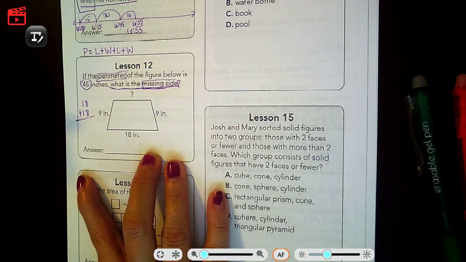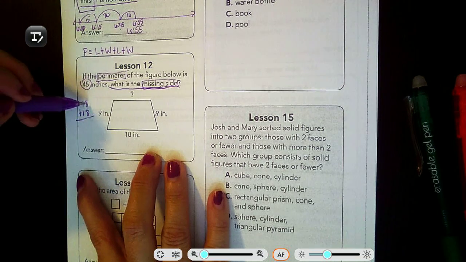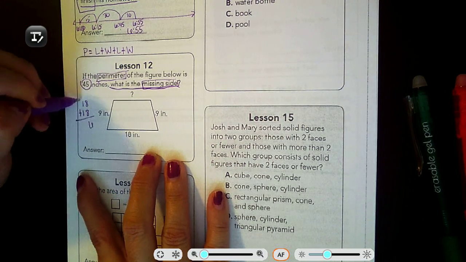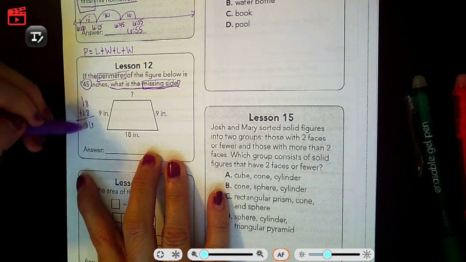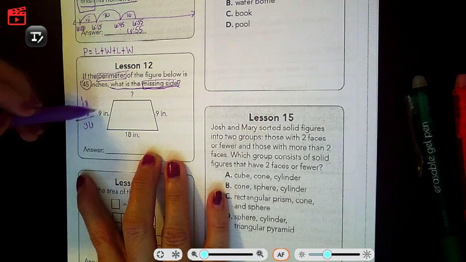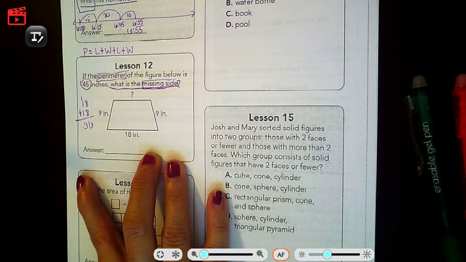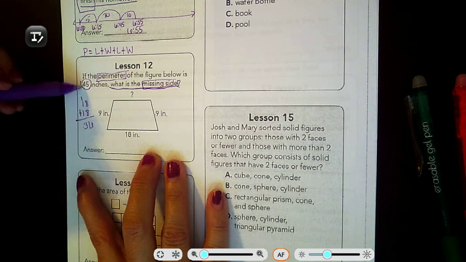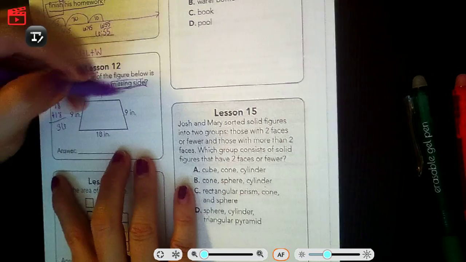Okay, so I'm going to come over here and I'm going to do my math. 8 plus 8, 16. Carry my 1. 36. Now, remember, this is not the missing side. This is how much these three sides make up total. I have to take this number and subtract it from this number.